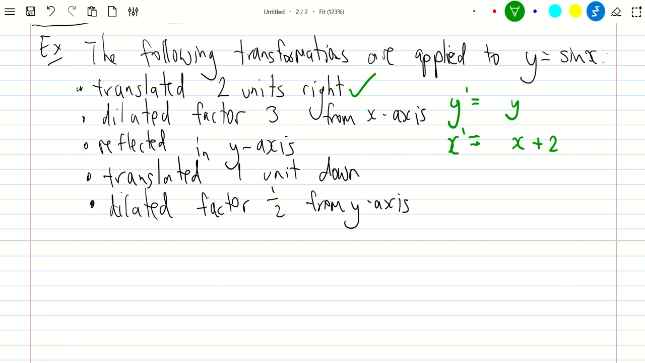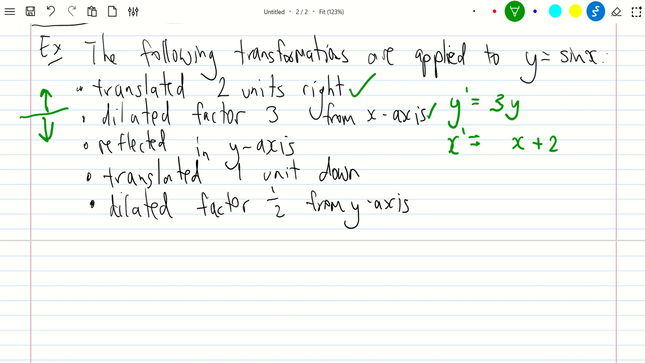Second step, dilated by a factor of 3 from the x-axis. So from the x-axis, it's getting stretched up and down from the x-axis. That's the y's that we're talking about here, and it's getting a factor of 3. So the y's are all getting multiplied by 3. That's the second one. Done.